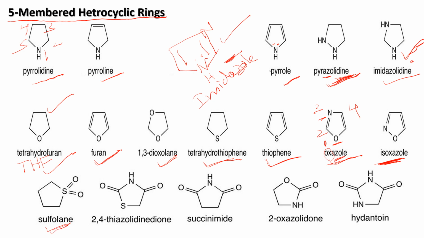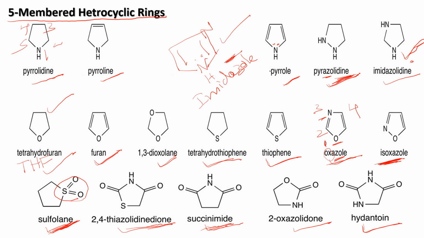sulfolane. You can see this is sulfolane. This is the sulfa group. This will come when you are studying about sulfonamide. These groups will come: thiazolidinedione, succinimides, oxazolidinone.